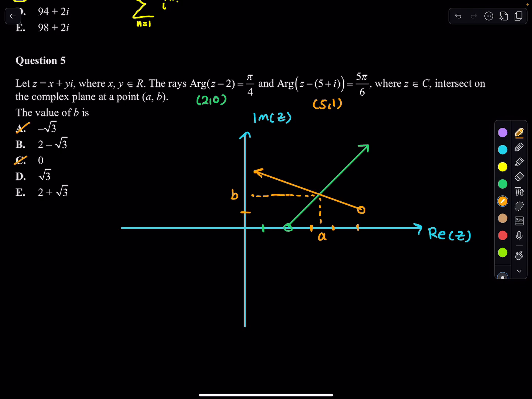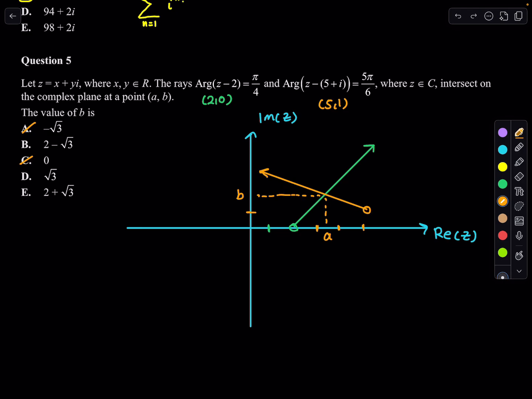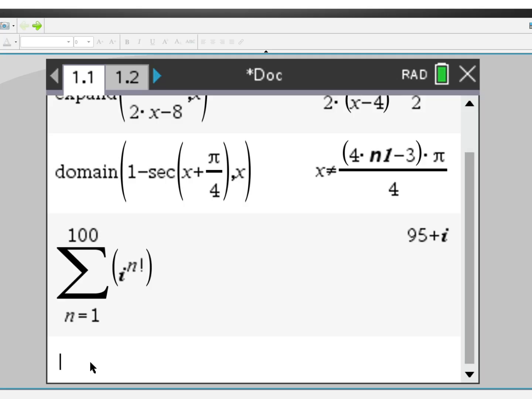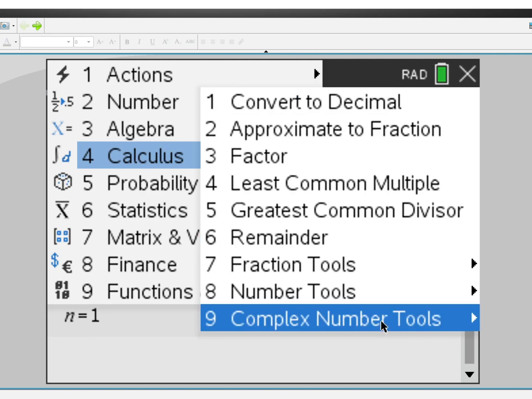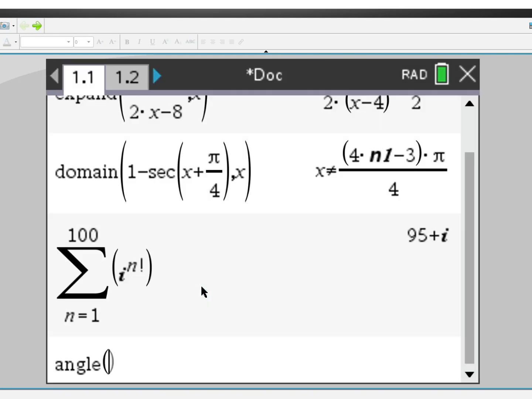Well, let's just do it by CAS. Let's actually find the equations of both of them and equate them to find the point of intersection. That's so much easier. So let's do that. I'm going to write the first equation, arg(z minus 2). The argument can be found in your calculator: go to complex number tools and go to the polar angle. That's your argument.